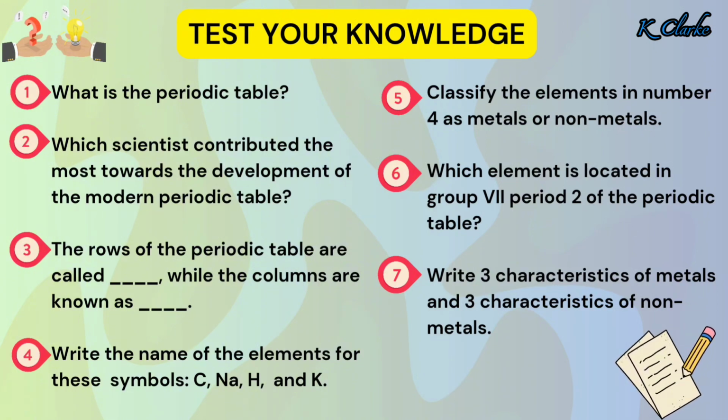5. Classify the elements in number 4 as metals or nonmetals. Number 6. Which element is located in group 7, period 2 of the periodic table? Lastly, number 7. Write 3 characteristics of metals and 3 characteristics of nonmetals.